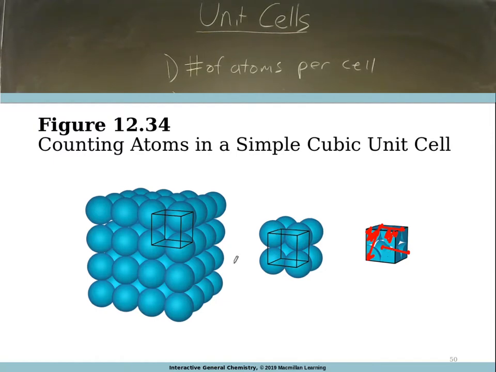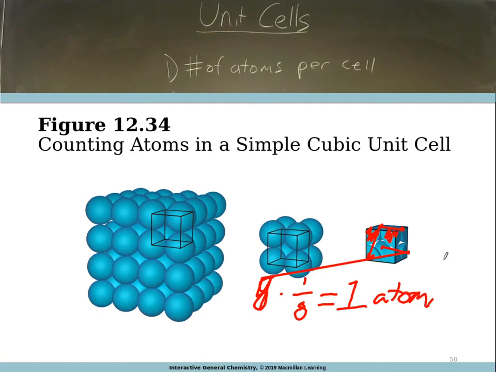So what we have is 4 times 1/8. Oh, sorry, not 4. We have 8 corners: 1, 2, 3, 4 on the top, and 1, 2, 3, 4 on the bottom. So this is 8 times 1/8, that equals 1 atom. Hey, isn't that neat? So that's the first thing we wanted to know: what is the number of atoms per cell?